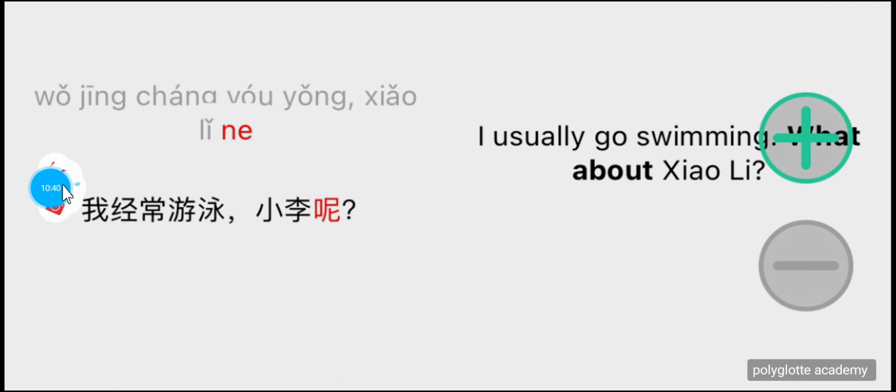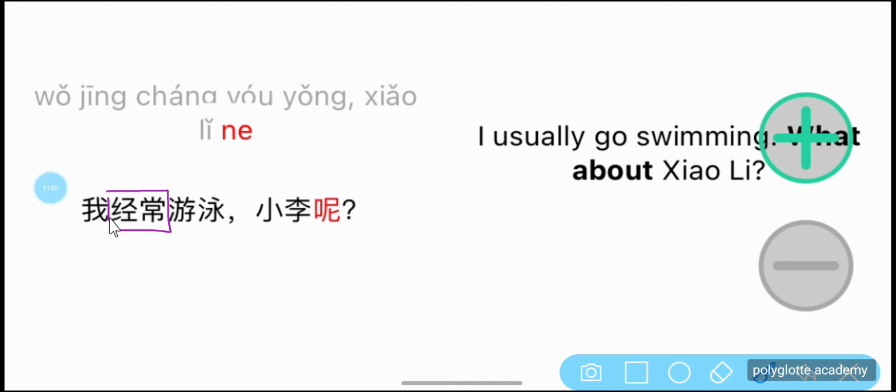So our next statement will be 我经常游泳，我经常游泳。小丽呢? So 经常 means often, usually. 我经常游泳。小丽呢? I usually go swimming. What about 小丽?